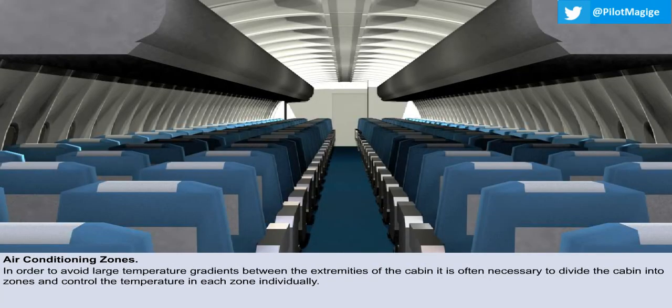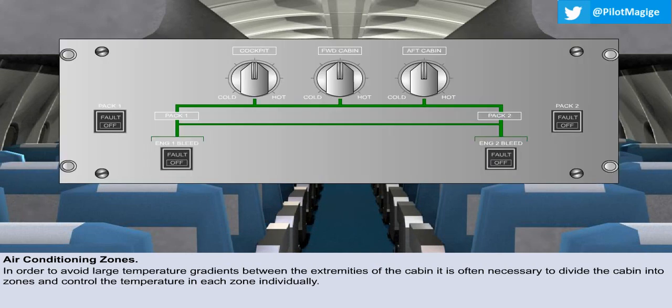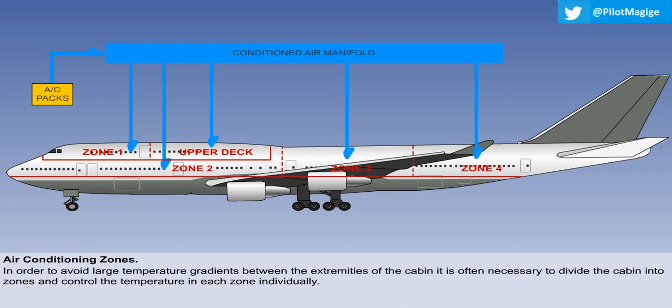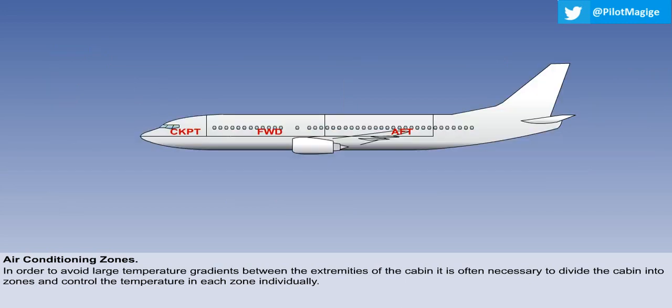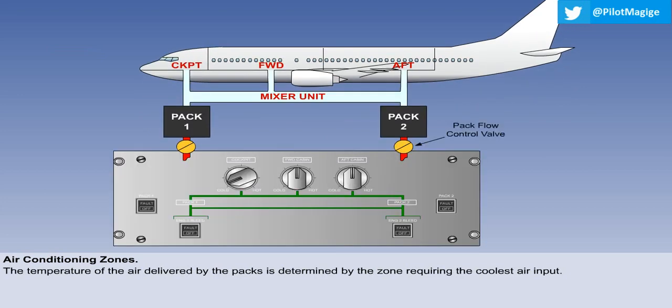In order to avoid large temperature gradients between the extremities of the cabin, it is often necessary to divide the cabin into zones and control the temperature in each zone individually. This control is achieved from the flight deck using zone control knobs or switches. The larger the aircraft, the more zones there will be. The Boeing 747 has 5 zones, whereas the Airbus A320 has 3. The temperature of the air delivered by the packs is determined by the zone requiring the coolest air input. This will normally, but not always, be the flight deck.